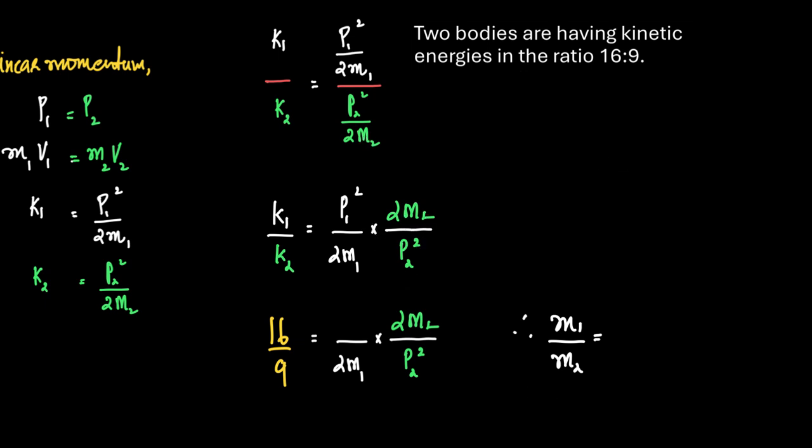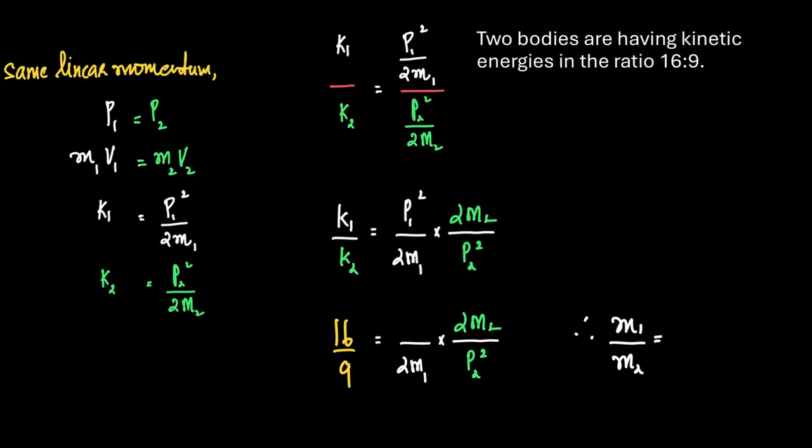Now it is also given to us that they have the same linear momentum. What does it mean? p1 is equal to p2, which means p1 square should be equal to p2 square, and therefore p1 square can be written as p2 square, right? And therefore p2 square by p2 square would be equal to 1, right?